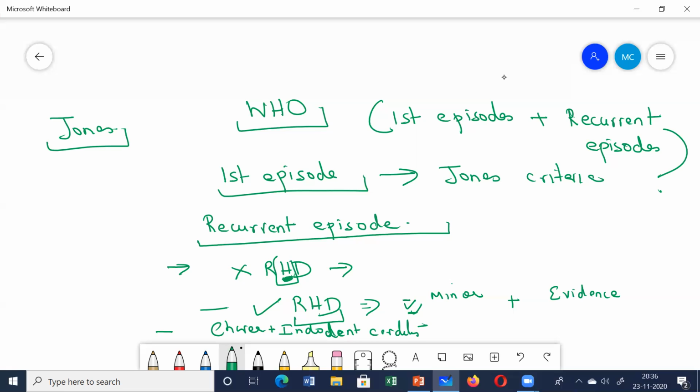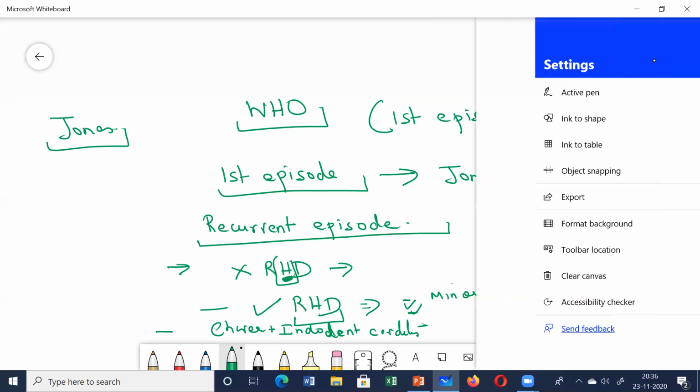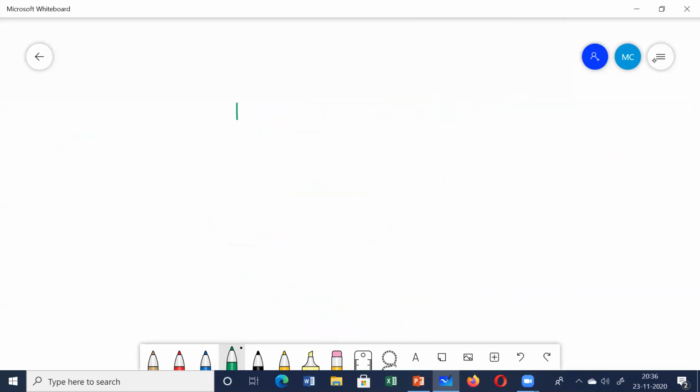Right, now there is one more thing which is called the revised Jones criteria. Revised Jones criteria. This was in 2015. So in the revised Jones criteria, just some additional things were added.